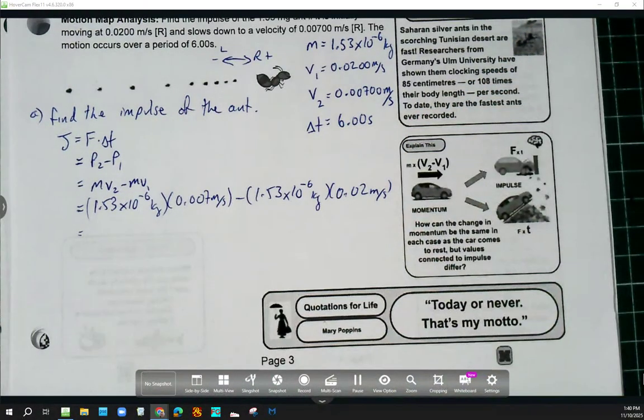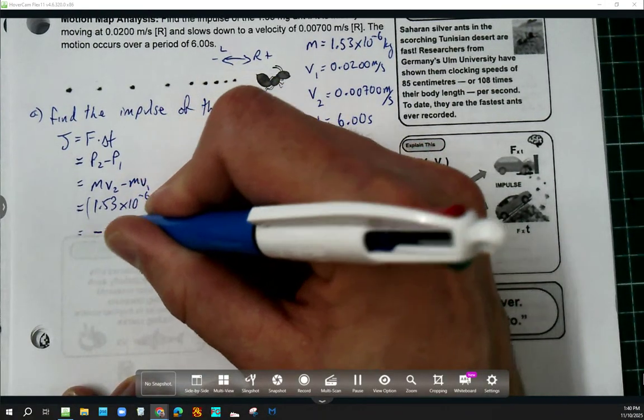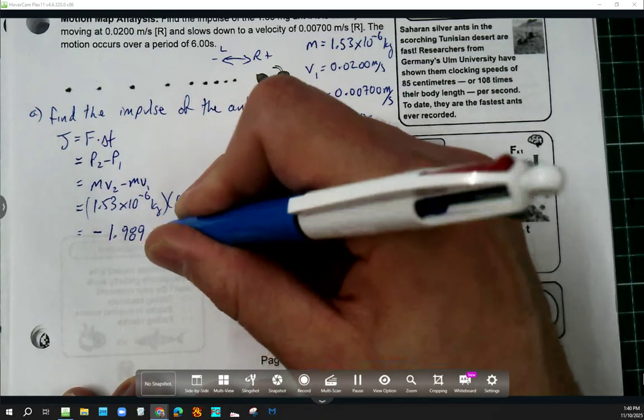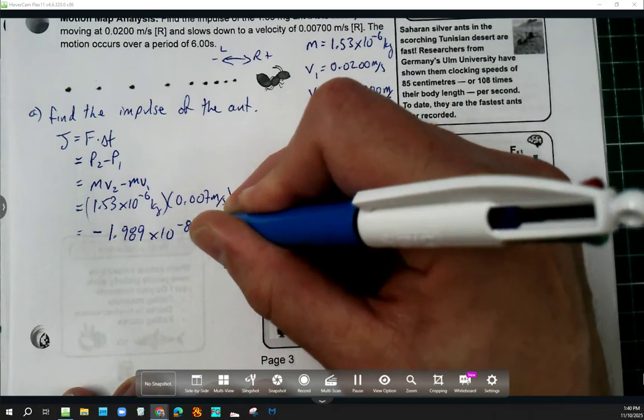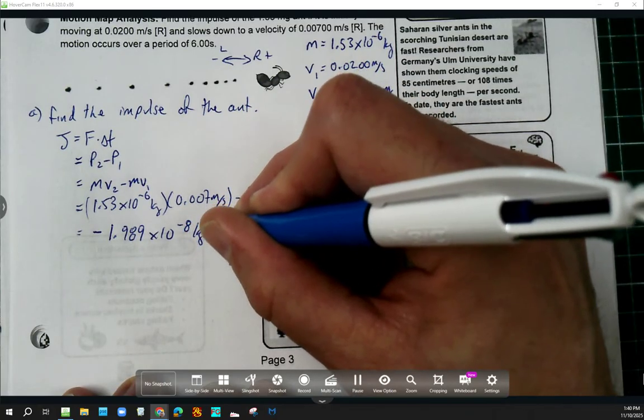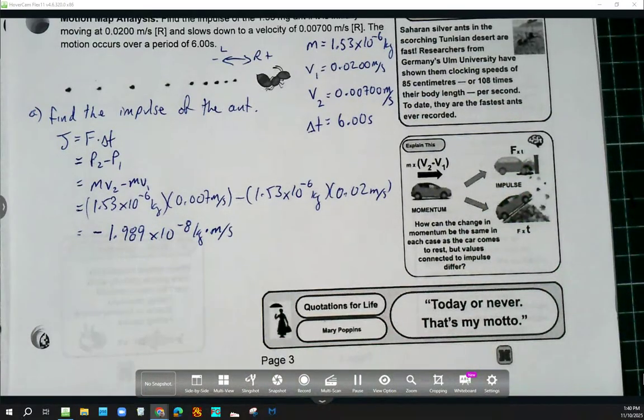We do a little bit of math, and you check to make sure that my numbers are right, but I end up getting negative 1.989 times 10 to the power of negative 8 kilogram meters per second. And notice the units, kilograms times meters per second. It's not beautiful, but that's the units.